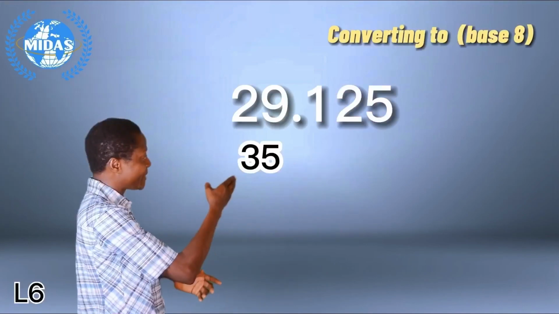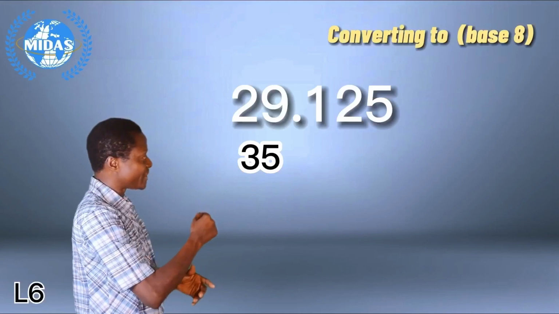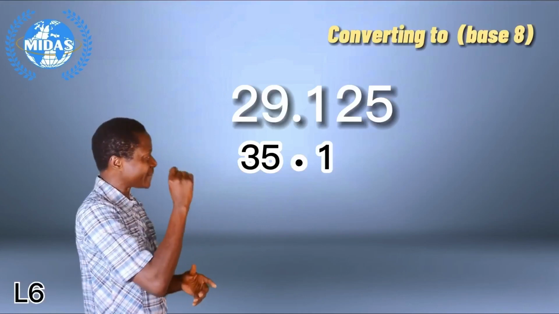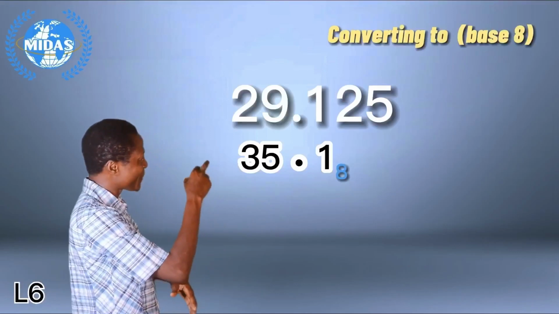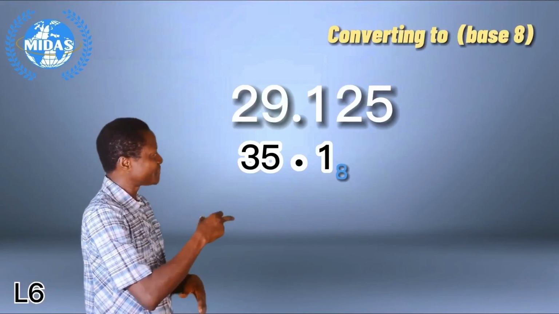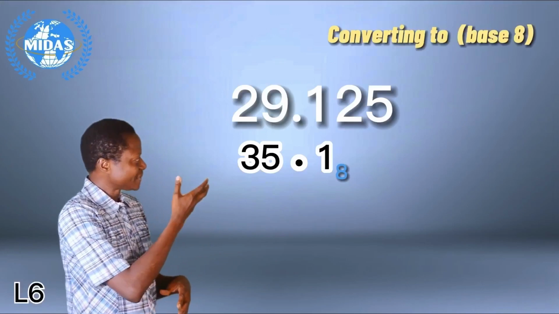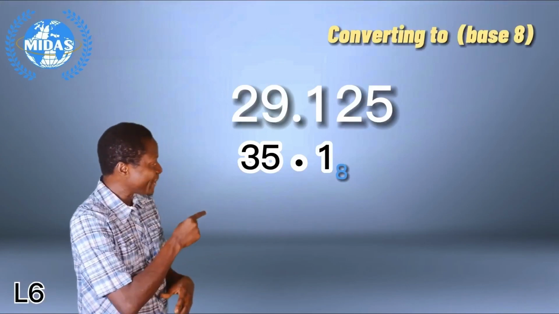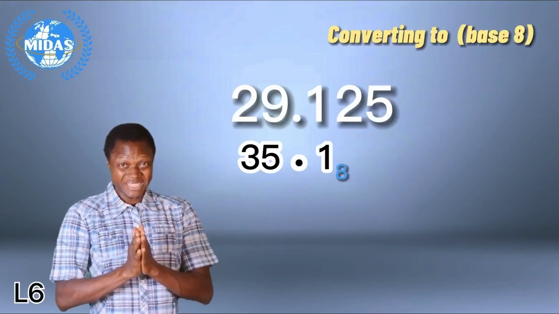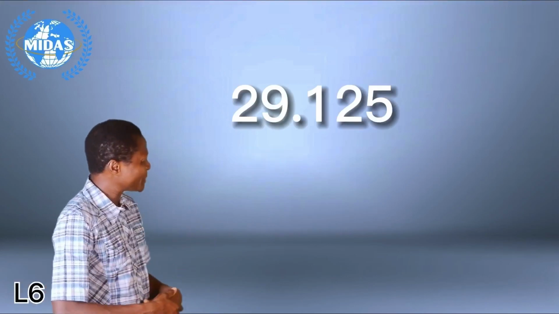And then we have 35 here, so it's going to be 35.1 base 8. So that is how to convert 29.125 base 10 to base 8. It's going to give you 35.1 base 8. But now let's say you want to do the bisimal.